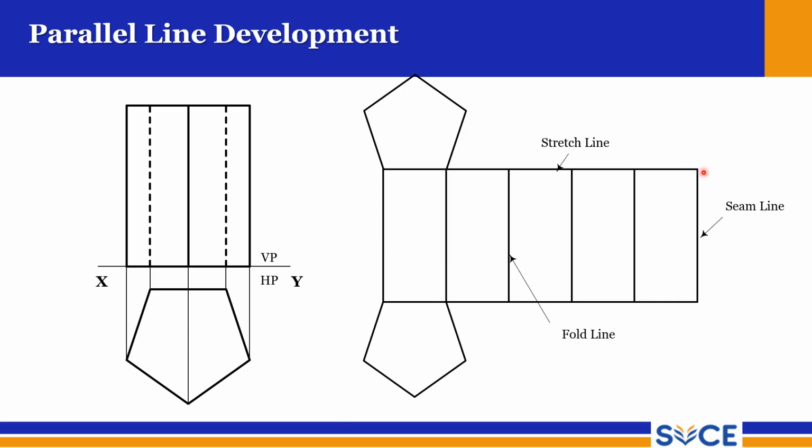So this is the unfolded object, and you can see the top and bottom base, and these two are stretch out lines or parallel lines, and these are known as seam lines where we are going to join it. This is the first seam line, and this is the last seam line. So both can be joined together to form this object. It is a pentagonal prism.